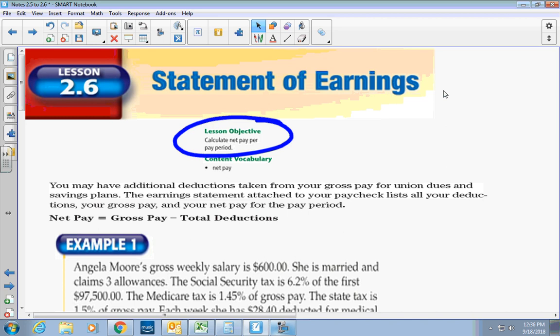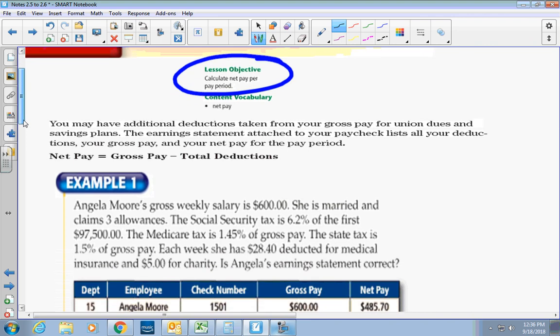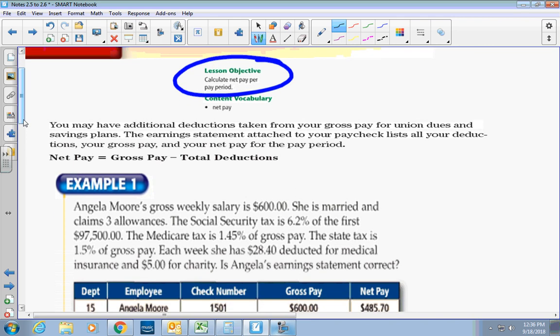Charitable giving, union dues, retirement, 401k, IRA accounts. There's some other things that happen that end up being deductions on your paycheck. Some people have an HSA, which is a health savings account.